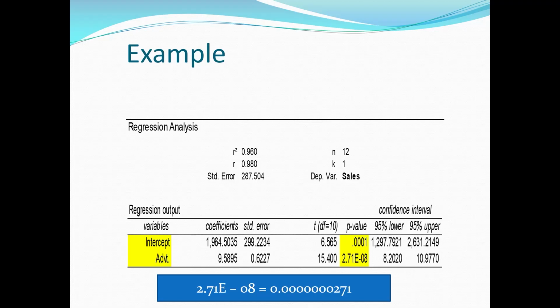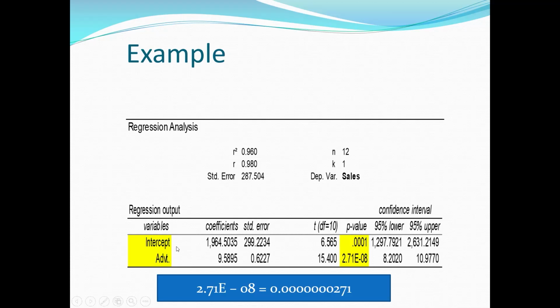Standard error, I'm not explaining all the terms. I'm only explaining what is required here. If it is a statistics class, of course, we'll explain all that. N means the number of items, sales and advertisement. 12 items were taken. This is another example which I did. K is 1, the independent variable is 1. The dependent variable is sales. You can see on the top here, dependent variable sales.